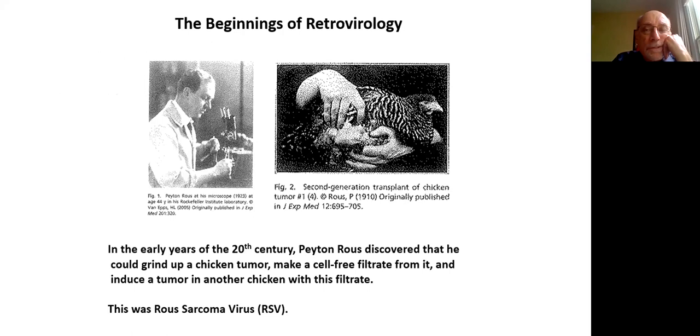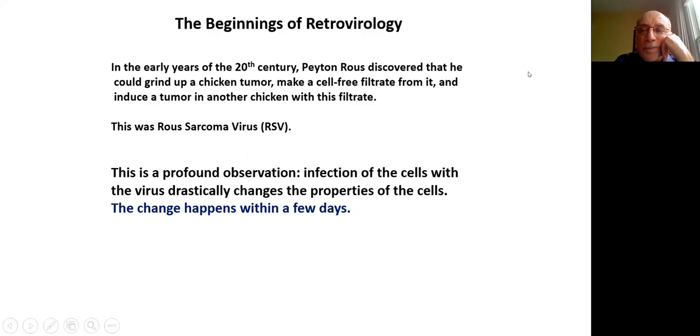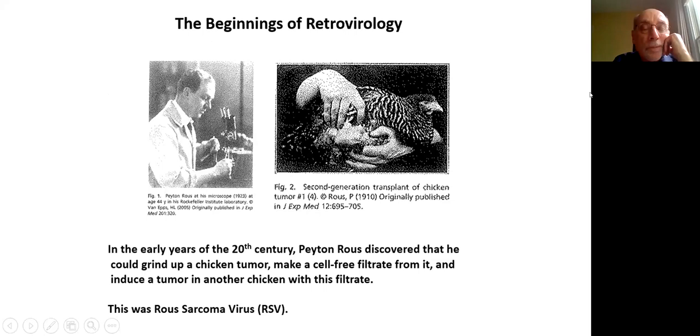So the field begins near the beginning of the 20th century when Peyton Rous discovered that he could grind up a chicken tumor, a particular chicken tumor, make a cell-free filtrate from it, inject it into a new chicken, and the chicken would rapidly develop a tumor at the site of inoculum. Furthermore, that tumor in turn could be ground up and filtered and put into still more chickens, and they would also develop tumors. In other words, the tumor-inducing agent was serially transmissible. This was Rous sarcoma virus.